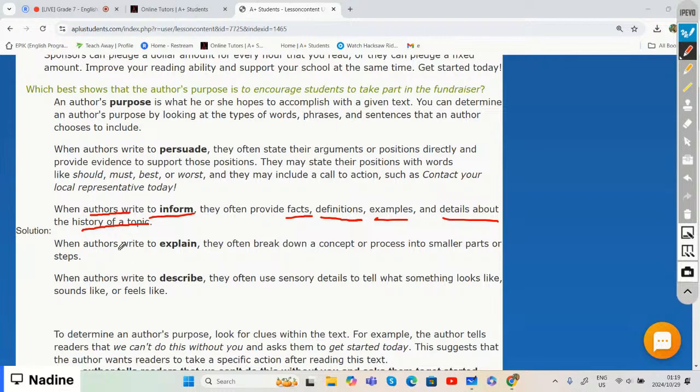Then, when an author writes to explain something, right, they often break down a concept or process into smaller parts or steps. Because remember, if they're trying to explain something, then they need to try and make it simpler for everybody to know and to understand. So, by breaking down the concept or processing it into smaller parts or steps.